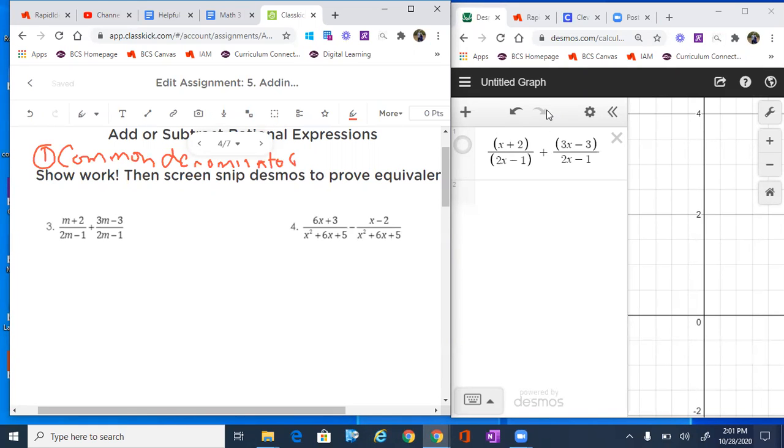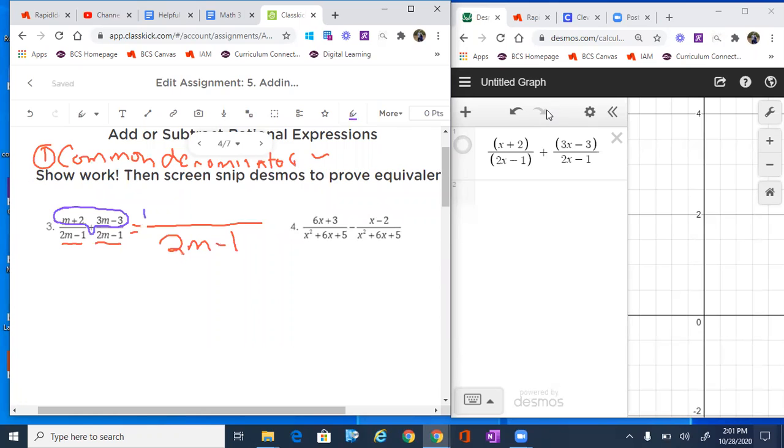So in number 3, you'll notice that automatically we have a common denominator, which is 2m minus 1. Both of them are occurring. So when we do that, we just go ahead and make a big old fraction. We say, okay, well, we've got 2m minus 1. We have met the common denominator piece. Now, the second part is to work with the numerator, because we've already accomplished the denominator. So I'm going to circle the entire numerator and bring it out.